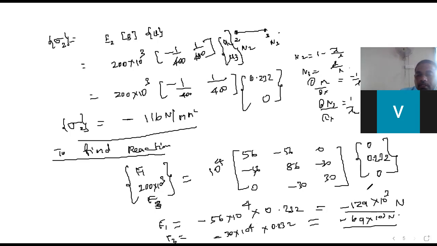So if you sum up both these values, what will you get? You will get around 199 into 10 power 3 Newton. Okay, what is the applied value? It is actually 200. So the reaction must be almost equal to the applied load. So that is what it indicates. Okay.